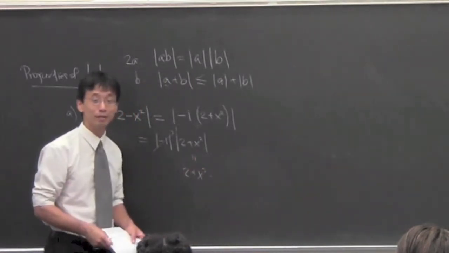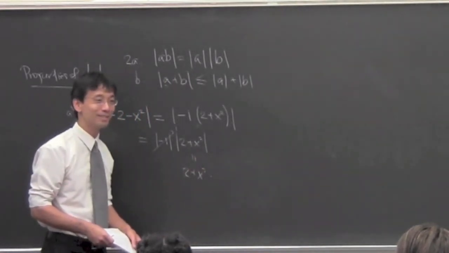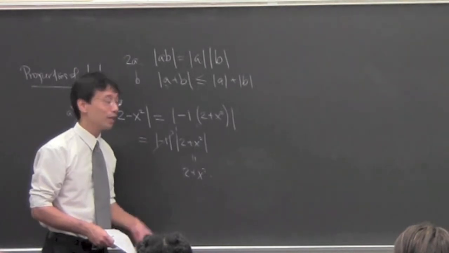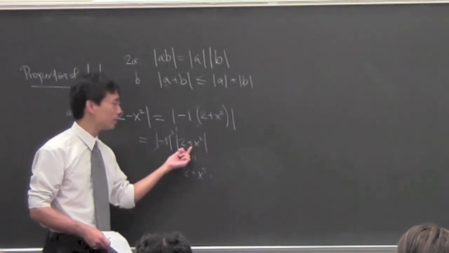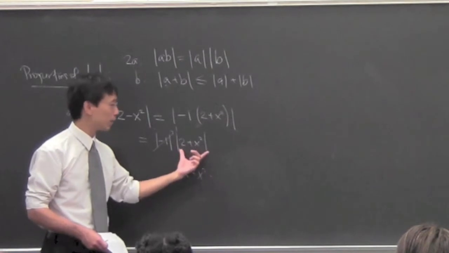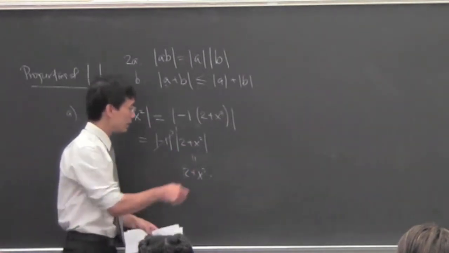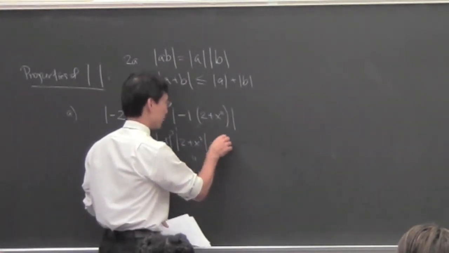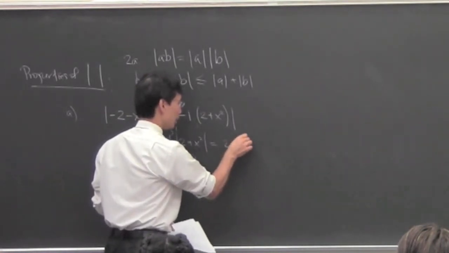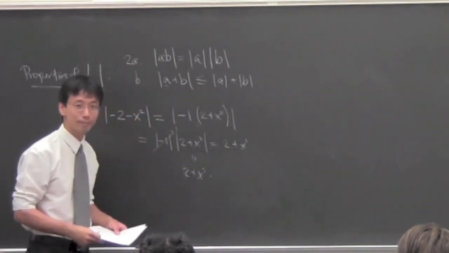Why? Does anyone see why? x squared is going to be positive, right? So you're taking a positive plus a positive. So you've got the absolute value of a positive number. And so you just erase the absolute value. Okay.